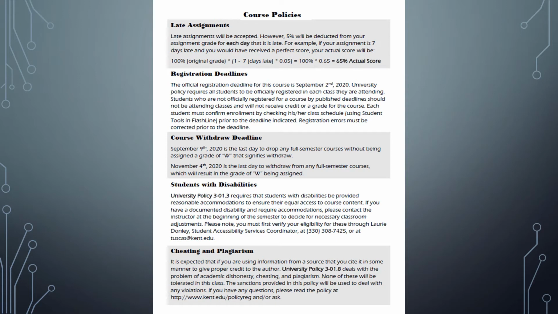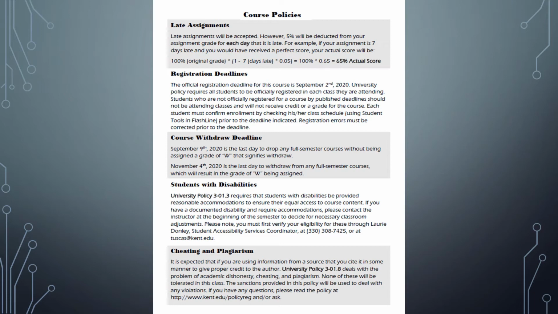My policy on late assignments is that I do accept them. However, I do deduct 5% from your grade for each day that it's late. So if you turn in an assignment 7 days late, and you get every question correct, you would have gotten 100% if it was on time. I'm going to multiply that 7 days that it was late times the 5% that I take off for every day. So that's 35% that's going to get deducted from your score. In this case, that would leave you with 65% as your actual score.